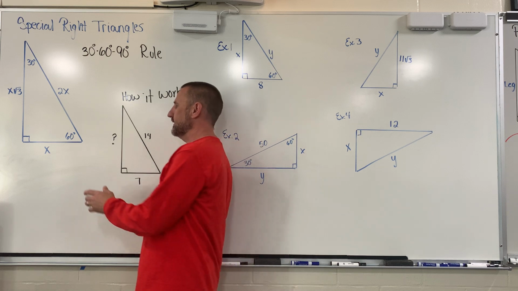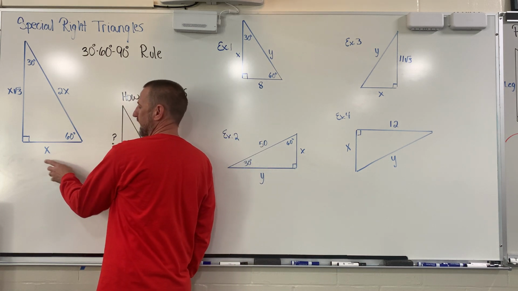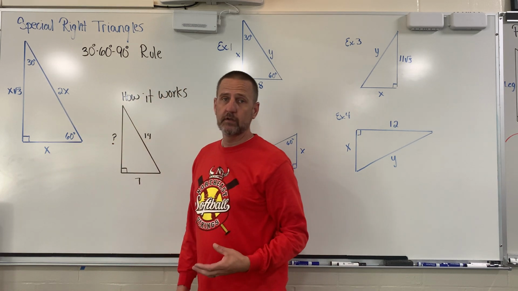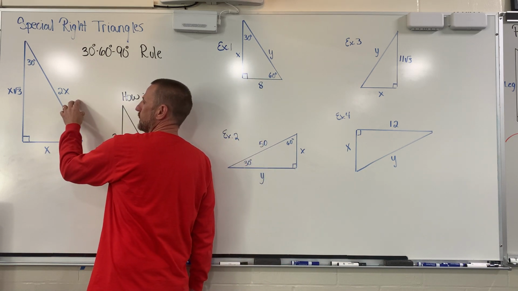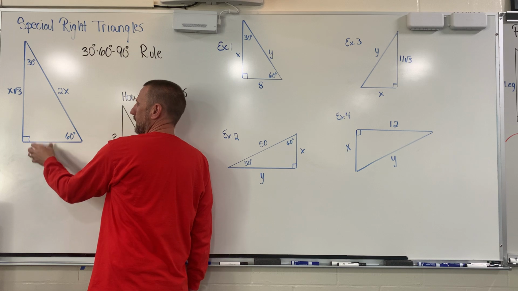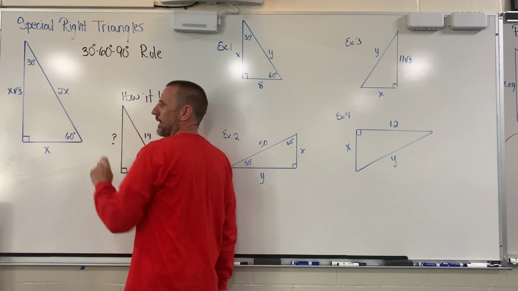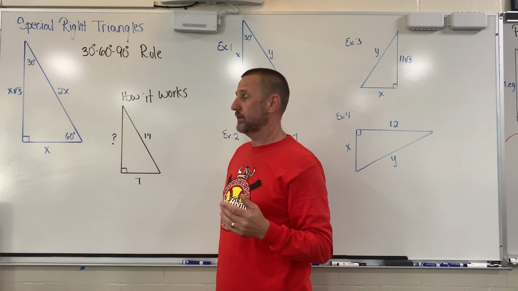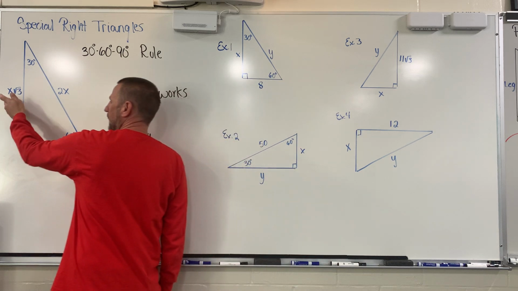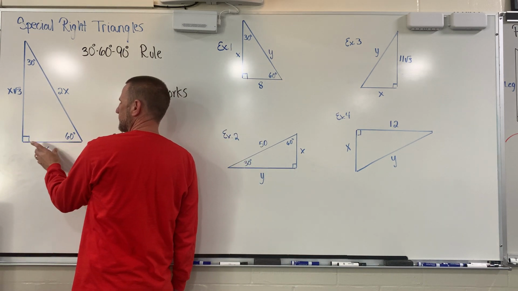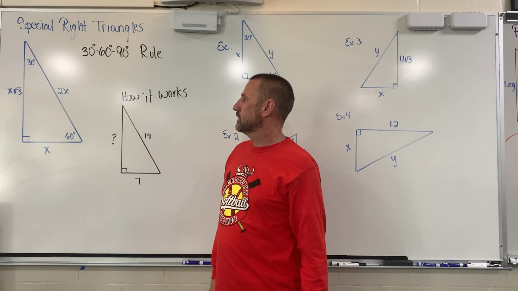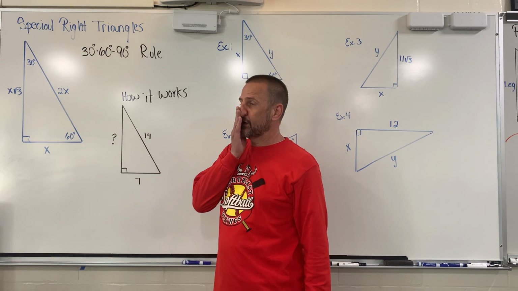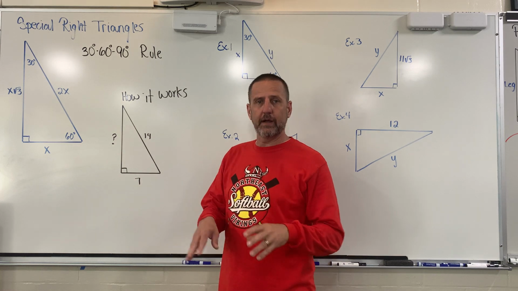So how it works is we have a short leg, which we say has a value of x. The hypotenuse is double the length of the short leg. So whatever we have here, this one is twice that amount, and that makes the hypotenuse. And then the long leg is the short leg times the square root of 3. That's kind of an oddball thing, which I'm just throwing out there without explaining.